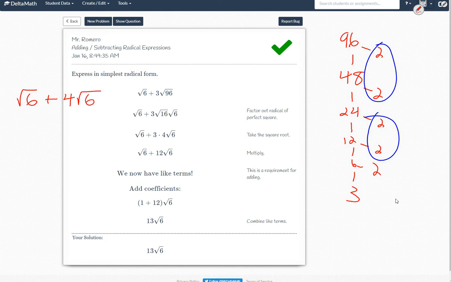Wait, I'm sorry. Oops. I did it wrong. I forgot. I brought out 4, but there was a 3 there already. So 12. Yeah, 3 times 4 is 12. This is a mistake that even Jason made first. He just put 12 square root of 6 because he forgot there's a 1 in front. What is 12 plus 1? Whoa. You already know.